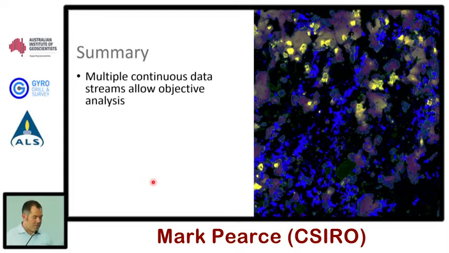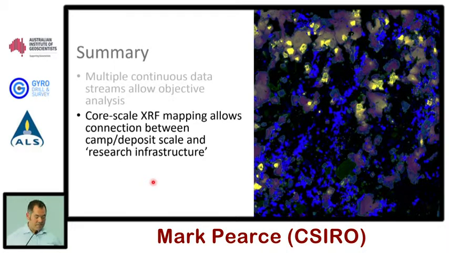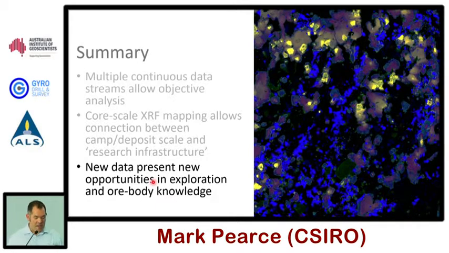So just to sum up, we've got a whole range of different techniques that are available to us now, as was nicely illustrated this morning, and we can start producing new methods to objectively analyze these. The core scale XRF mapping allows us to connect the larger scale core and deposit scale data with the more niche research infrastructure, which is very powerful to answer these questions, and there's a whole range of opportunities in terms of exploration and also ore body knowledge going further downstream.